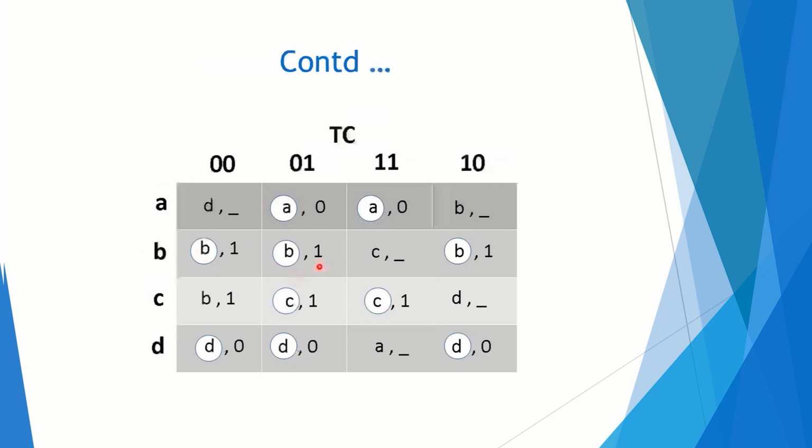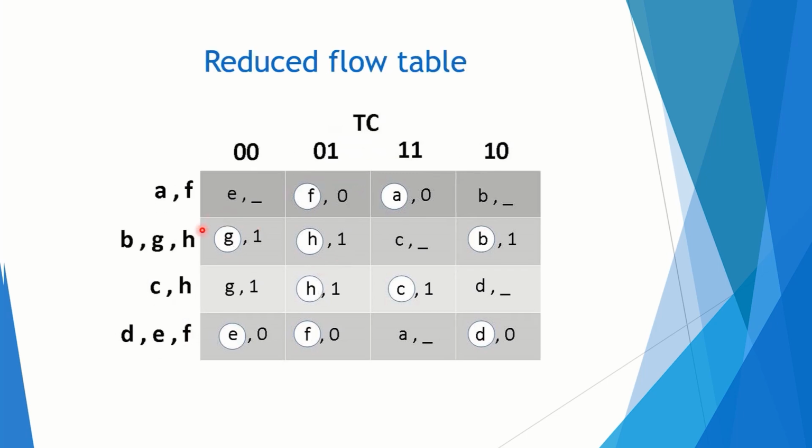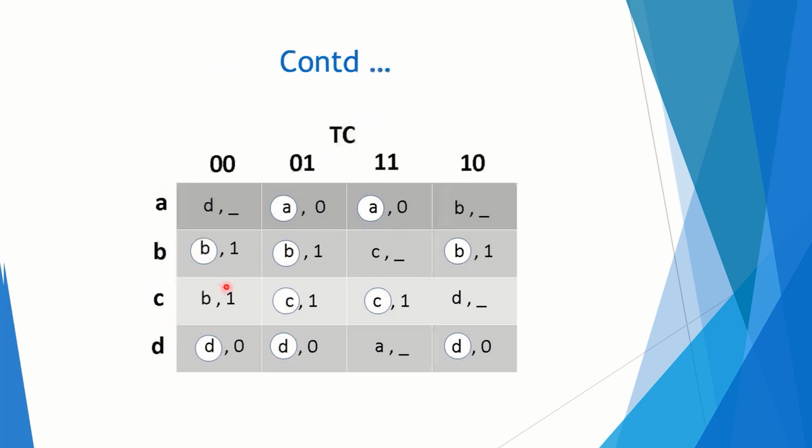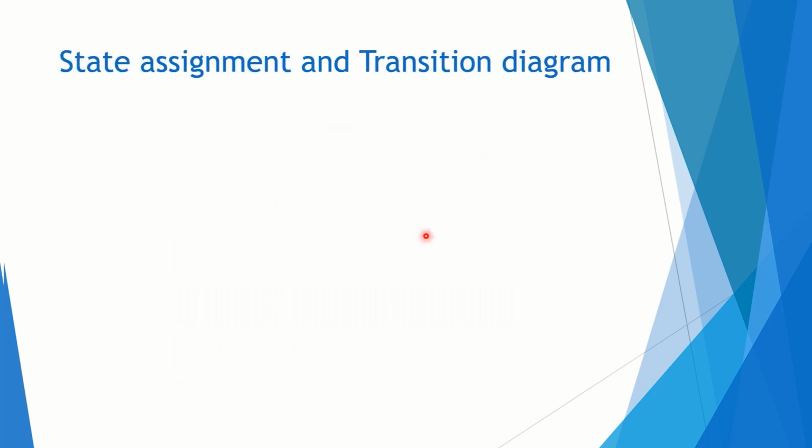Okay, and here we have combined A and F. We have made A, BGH into B, CH into C, and EF into D. So here you can see I have written A, B, C and D. Now there are only 4 variables for states, that is A, B, C and D. Now let us see the state assignment. We have got A, B, C, D.